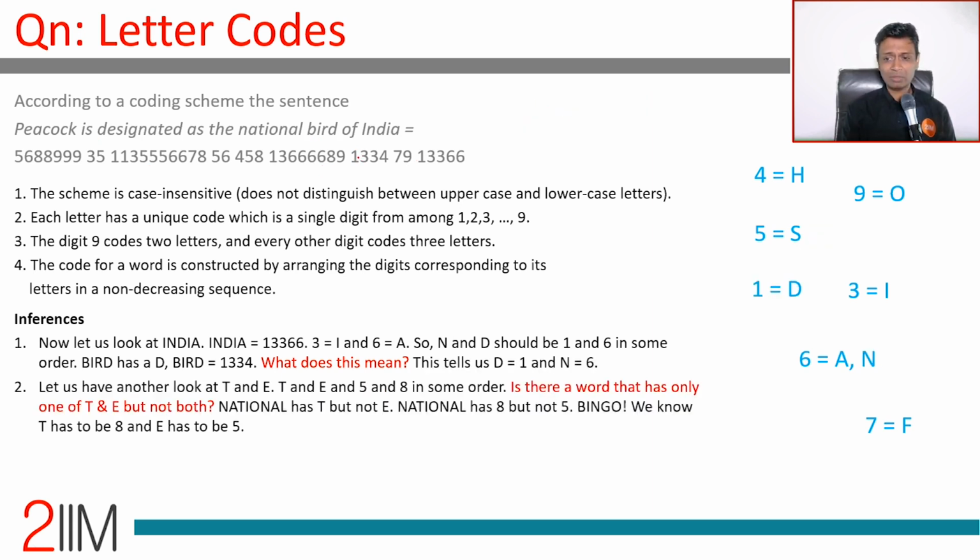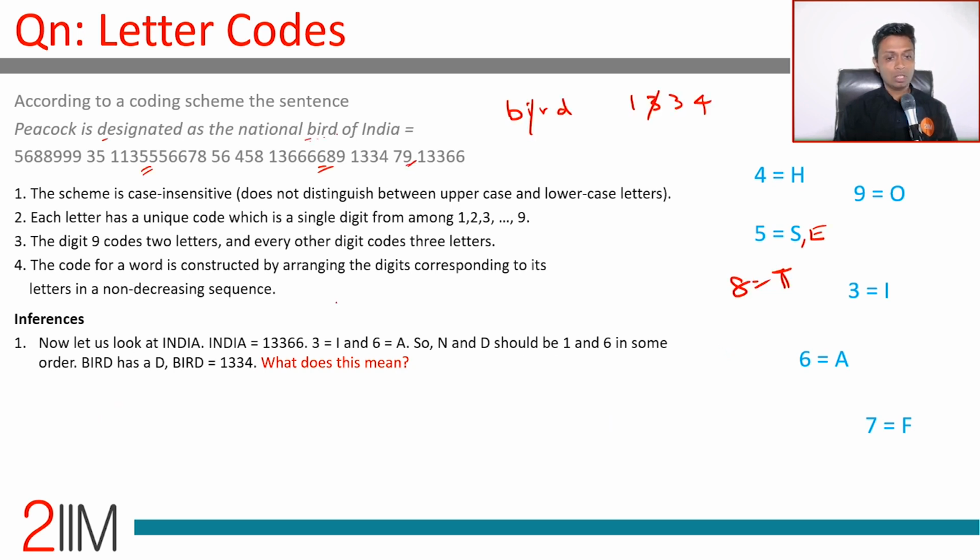T and E we have done. T is 8 and E is 5. That much we have inferred. I'm just going to go back one step. Let's look at INDIA. We know I is 3. This is 1 3 3 6 6. With I being 3, we have NDA to be 1 6 6. A is 6. That is gone. N and D are 1 and 6.